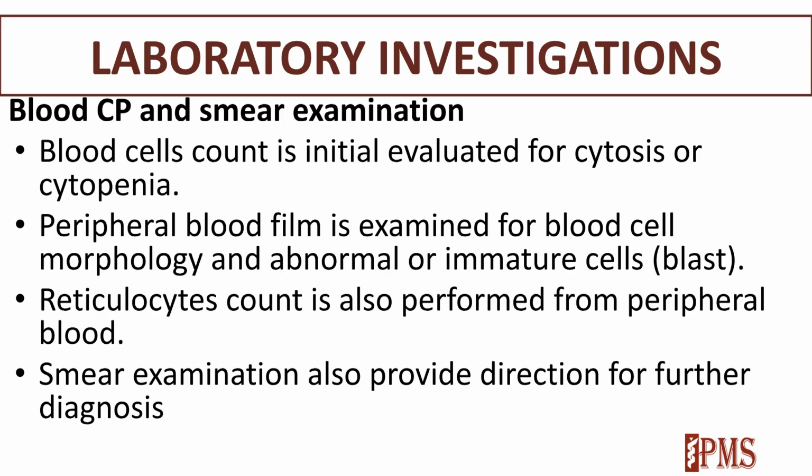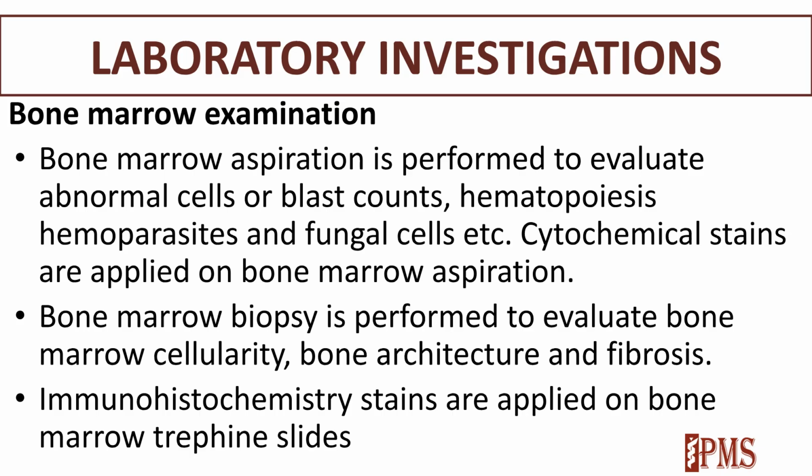A complete blood count and smear examination initially evaluate for cytosis or cytopenia. The peripheral blood film is examined for cell morphology and abnormal cells. Reticulocytes are also counted, and the smear guides further diagnosis. Bone marrow aspiration evaluates abnormal cells, hematopoiesis, and fungal cells with cytochemical stains applied.